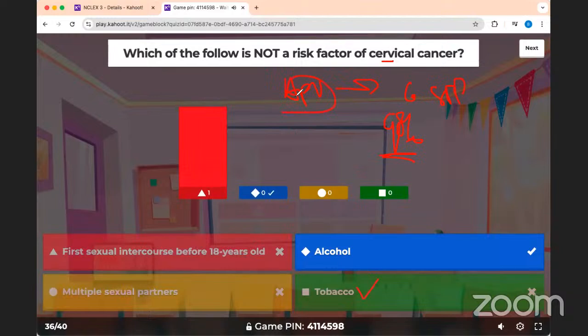Tobacco, HPV is due to having intercourse before the age of what? 18. This is true. It is a risk factor. If you have intercourse before 18 years old, there's a risk of having HPV. This is why we have vaccination for young kids before they turn 18. Smoking is also a risk factor for cervical cancer, and multiple sexual partners because of the exposure to multiple STDs is a risk factor. So the only one that is not is yellow, but don't forget tobacco, multiple sexual partners, sex at a younger age. It's a risk factor for HPV, and HPV is a major risk factor for cervical cancer.